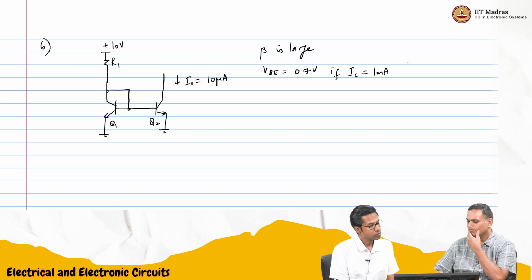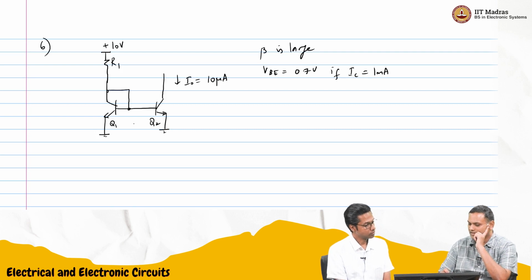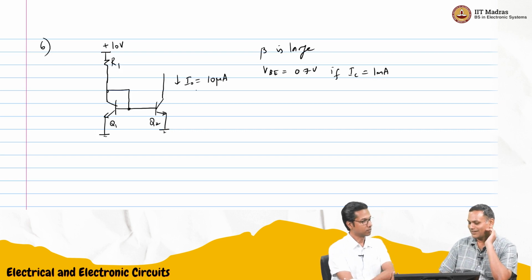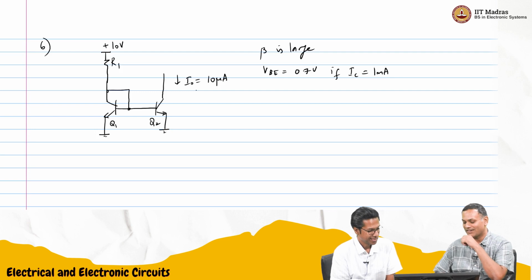Which means if you expect this VBE to be less than 0.7, because the current is 10 microamperes, much smaller. So, we can't use VBE equal to 0.7 directly. Otherwise, it would have been easy, no? Correct.